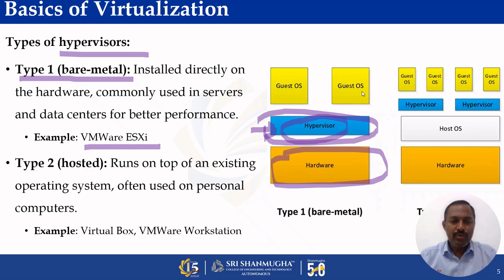Second one, type 2, which runs on top of an existing operating system. That's the hardware. In that hardware, an operating system is running. On top of this operating system, we are creating virtual machines with the help of a hypervisor. This is called hosted. Type 2 hosted runs on top of an existing operating system, often used in personal computers. This is mostly used in industries.